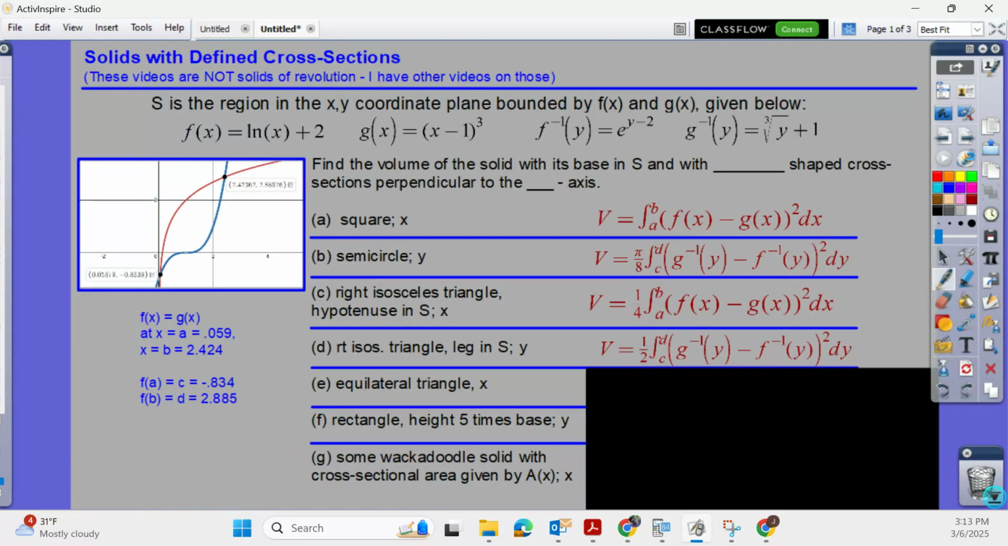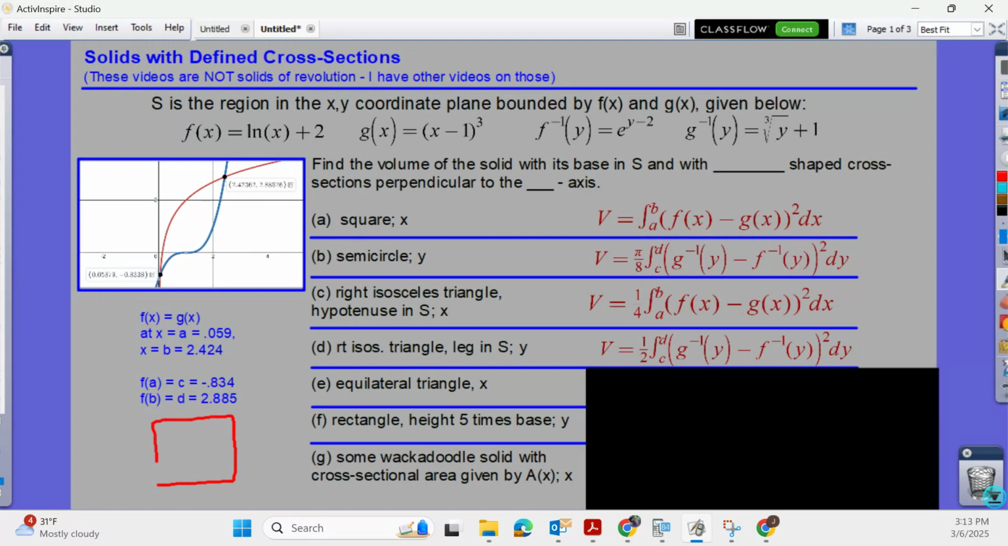So equilateral triangles are different. If you look at the square cross-section from part A, the equilateral triangle having that same side length would fill up part of the square like this. And yeah, we want to know the area of that, right? So if we're doing f minus g for the side length, I need to know what the height is, right? In order to get the area.